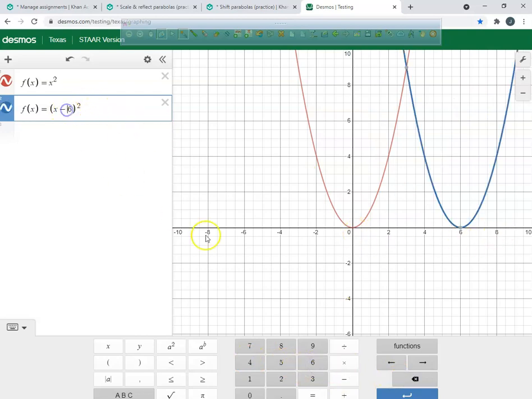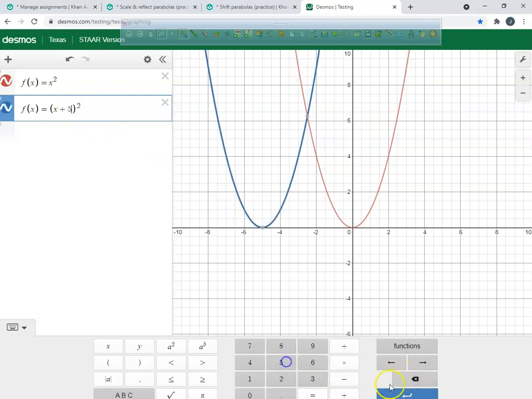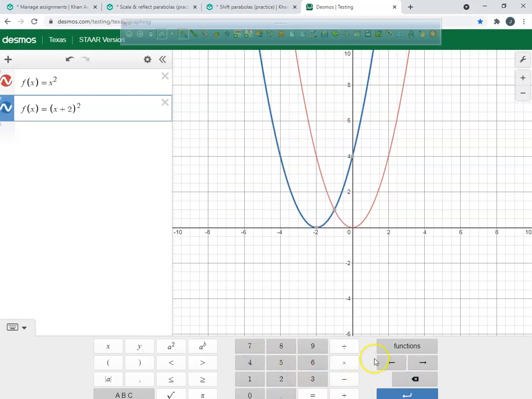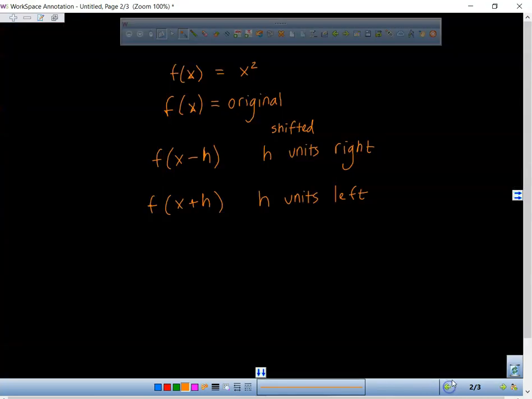Now if I change this negative to a plus, now you can see how it would go to the left. I'll explain why this is happening. If you think about it, it'll make sense. What number would I have to plug in there to make this equal to 0? -2. So we're at a -2, 0. Okay? So, in review, if that says x minus h, that's h units to the right. If it says x plus h, that's h units to the left.